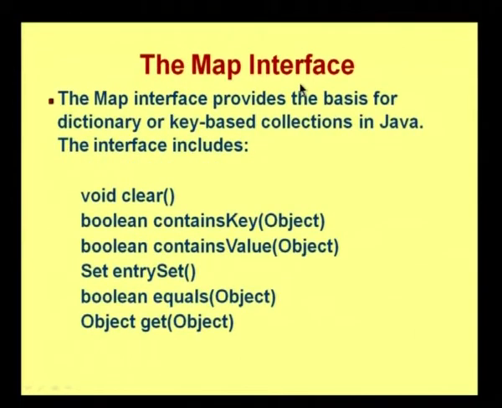So next is your map interface. Already I told you that from your collection interface you have three interfaces: one is list, set, and the other one is map. So we will have a short break and continue with the map interface.